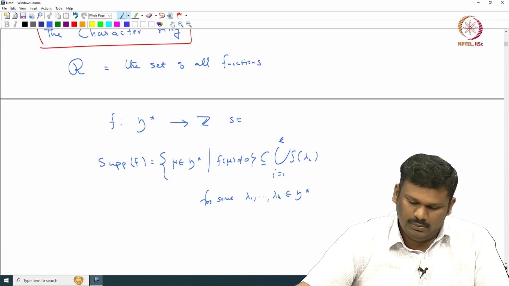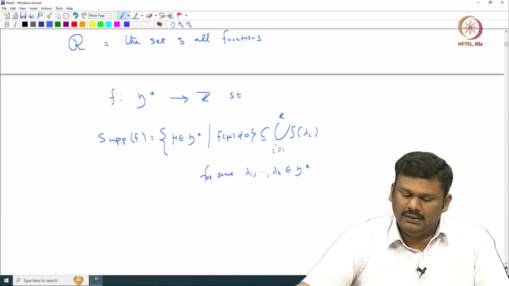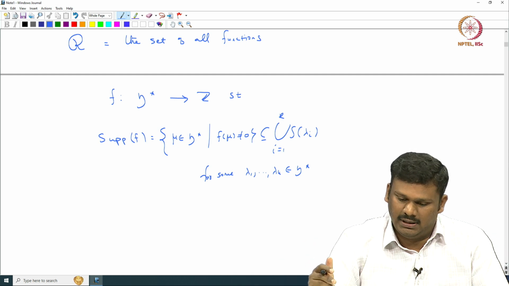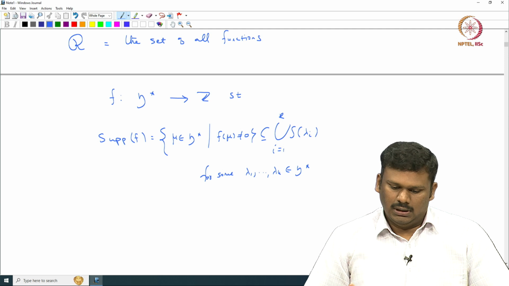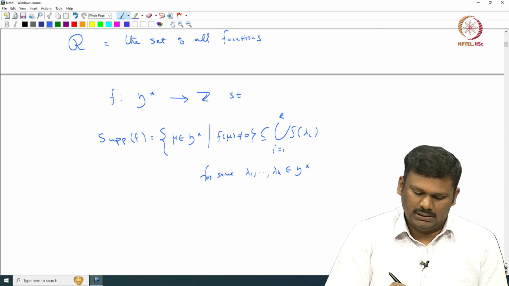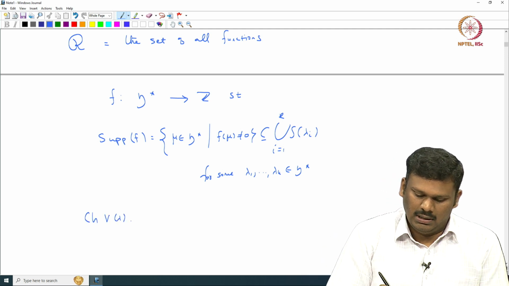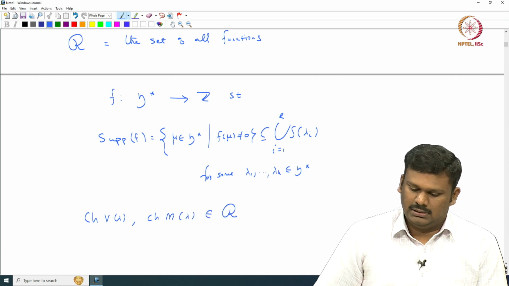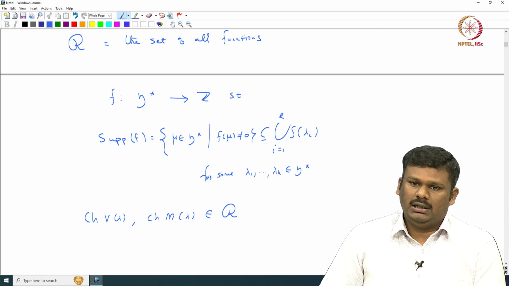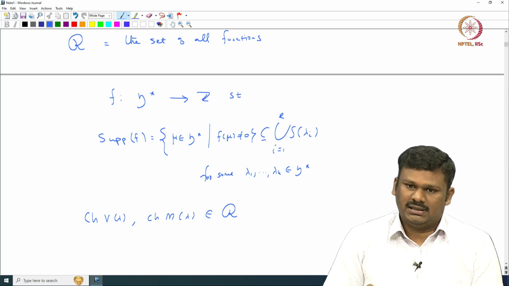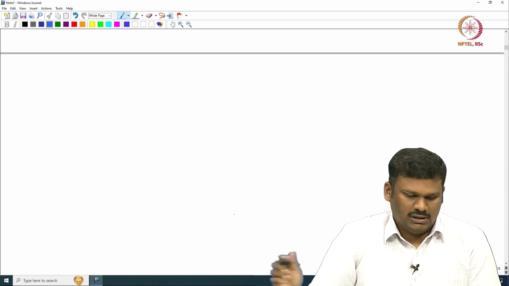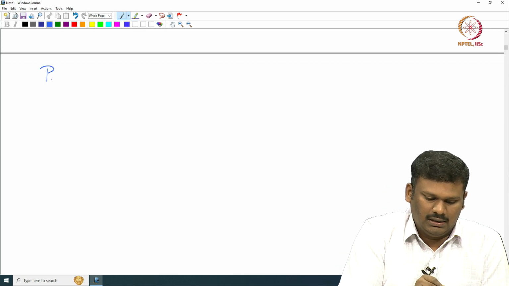So, you take all possible functions whose support is contained in finitely many cones bounded above by these lambda 1 etcetera lambda k. Now it is easy to see that the character of V of lambda and the character of the Verma module both lie in this ring. And in particular we can conclude that any finite sum will be there. Okay. Let us make a proposition. So, this proposition tells us it is indeed a ring.